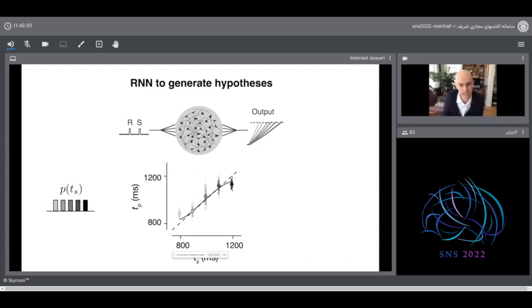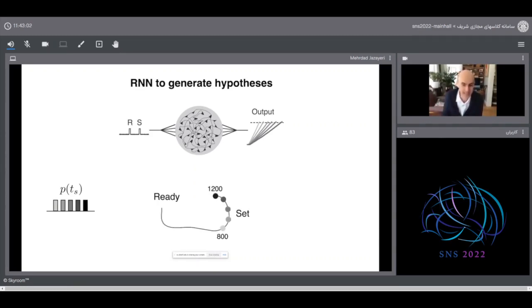And after we found some networks that were basically replicating the behavior of the animals, we could then open them up and ask, what are the internal representations in these networks? And what we found was indeed that in the internal representation of the networks, the representation was curved at the domain of the prior distribution, in this case between 800 and 1200 milliseconds. So there was a curvature in the neural trajectories during the ready and set, associated with the domain of the prior. And we set out, okay, that's an interesting hypothesis.